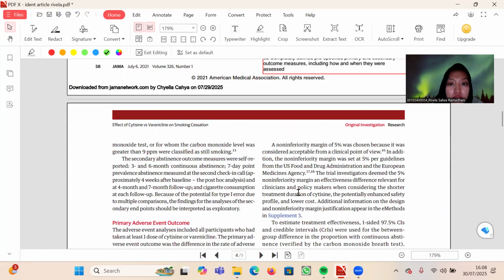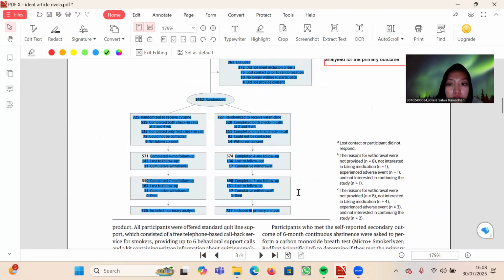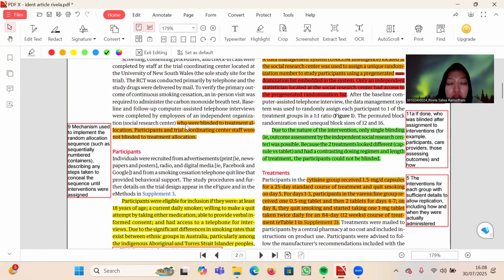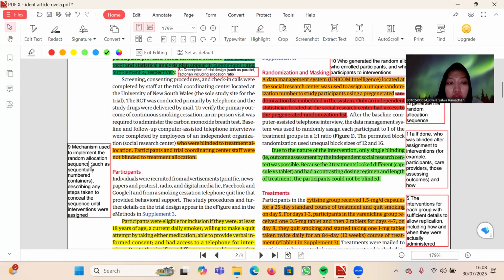Next is item 9, the mechanism used to implement the random allocation sequence, such as serial numbered containers, describing any steps taken to conceal the sequence until interventions were assigned. Participants and trial coordinating center staff were not blind to treatment allocation. This one is item 9.